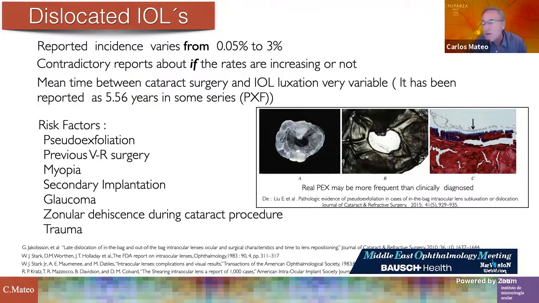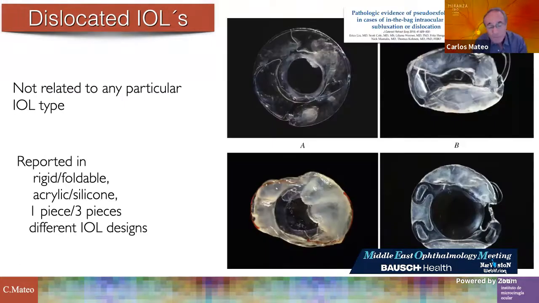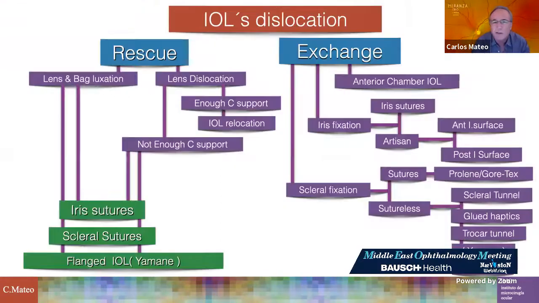You know that risk factors for dislocated IOLs are pseudoexfoliation, perhaps much more common whenever you see this material in the lens, previous vitreoretinal surgery, myopia, secondary implantation, glaucoma, zonular adhesions during cataract procedure, and trauma. This dislocation is not related to any particular IOL, and it has been reported in rigid, foldable, acrylic, silicone, one piece, three piece, and different IOL designs.